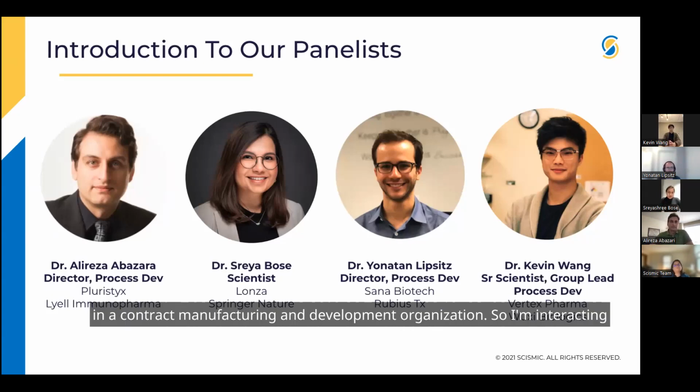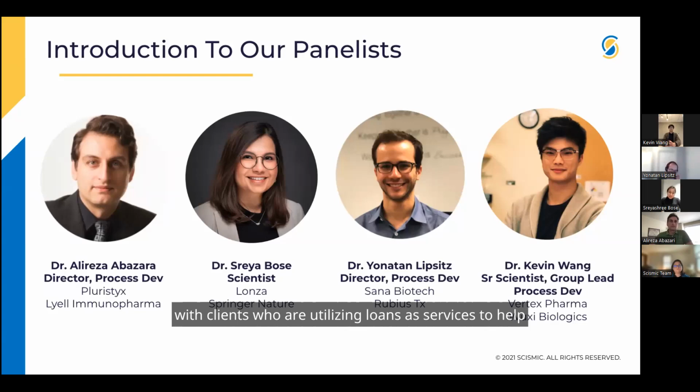So I work in a contract manufacturing and development organization. I'm interacting with clients who are utilizing Lonza services to help transfer their products to a commercial scale, or manufacture them at a larger scale. I'm also interacting with other departments, because I will develop the process, but it has to be transferred to manufacturing. So for that, I'll have to undergo some validation of the process or tech transfer of the process. So I'm interacting with all the other departments who will help me transfer that process to manufacturing.